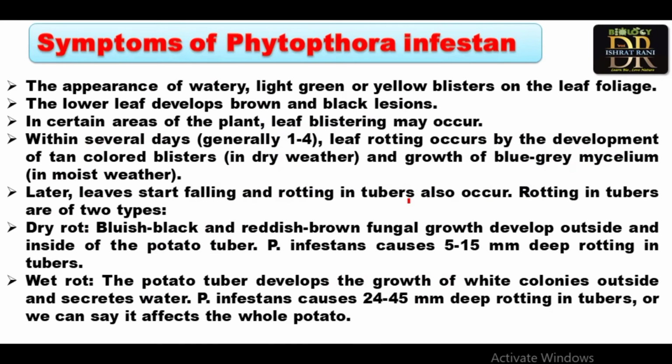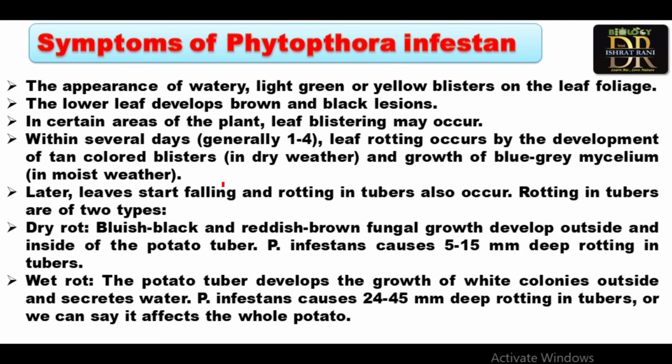So here are the symptoms of Phytophthora infestans. Watery light green or yellow blisters appear on the leaf foliage. Have you seen those spoiled or infected leaves? Then the lower leaves develop brown and black lesions. In certain areas of the plant, leaf blistering may occur within several days. It means generally in 1 to 4 days leaf rotting occurs by the development of tan colored blisters in dry weather, and blue-gray mycelium in moist weather. Later, leaves start falling and rotting in tuber also occurs.